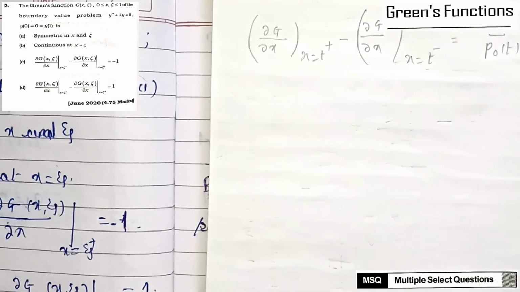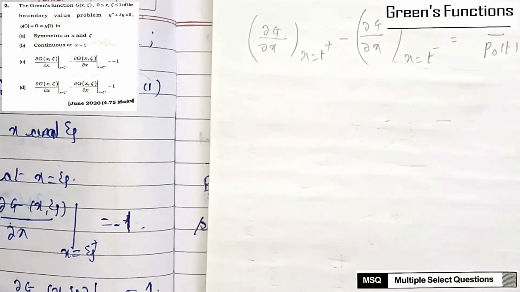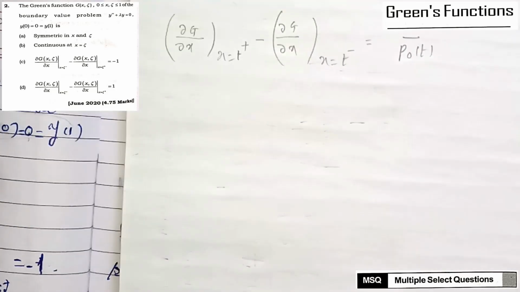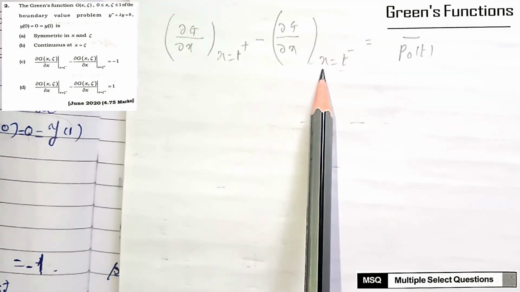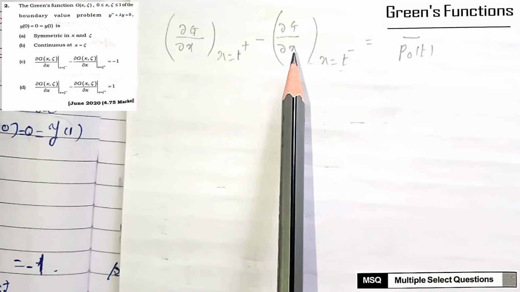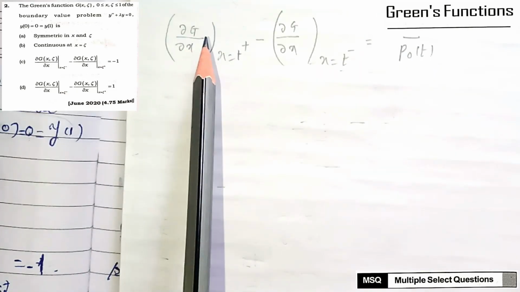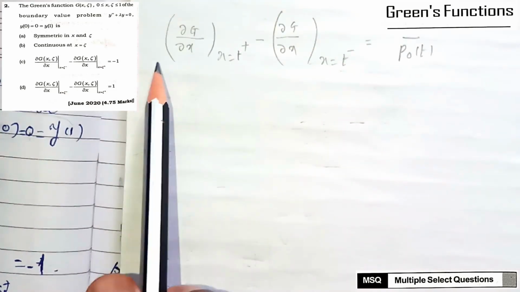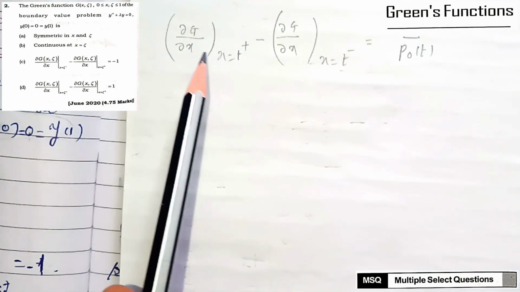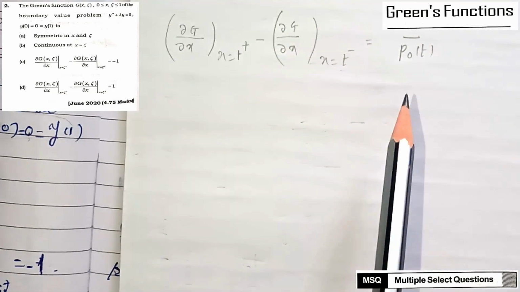For checking our option number third and fourth, we have to check whether this property holds or not. Only the third and fourth options are completely based on this third property. Okay, third and fourth option.